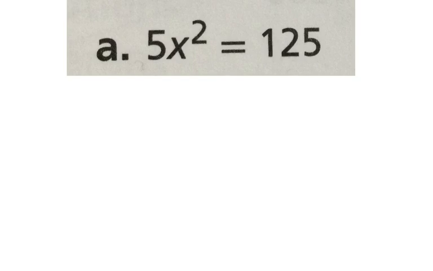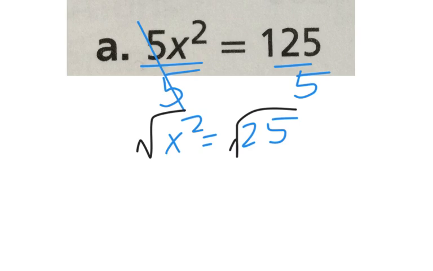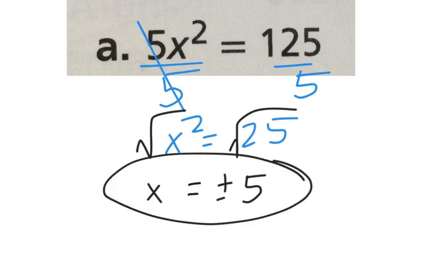So here, what am I going to get rid of first? Get rid of the multiplying by 5 by dividing by 5. That's what I did. So I've got x squared equals 25. Now the x is being squared, so I take a square root of both sides. Square root of x squared is x. Square root of 25 is plus or minus 5. Don't forget the equal sign. So x is equal to plus or minus 5. That means there are two x-intercepts. There's one at 5 and there's one at negative 5.